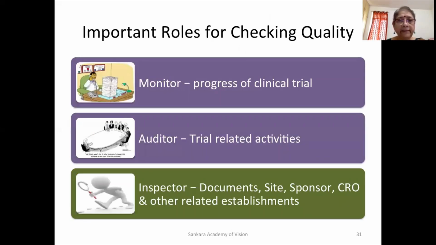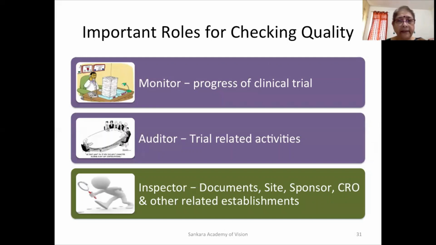There are three important roles for checking quality. And who are these people actually? Monitor, auditor, and inspector. You can see the one color for monitor and auditor just to depict that they both come from the side of the sponsor, and the inspector comes from the side of the regulators.